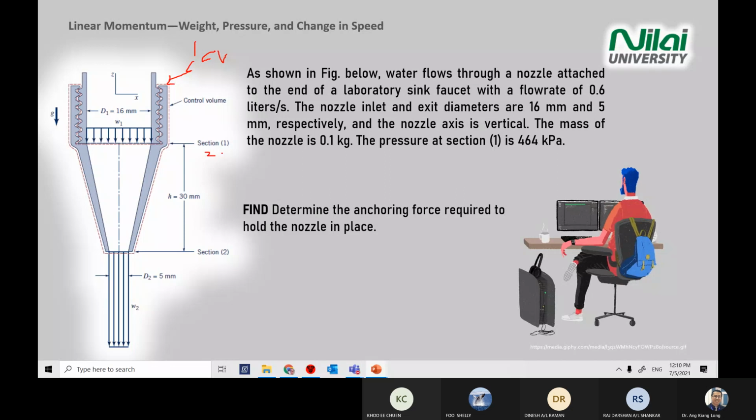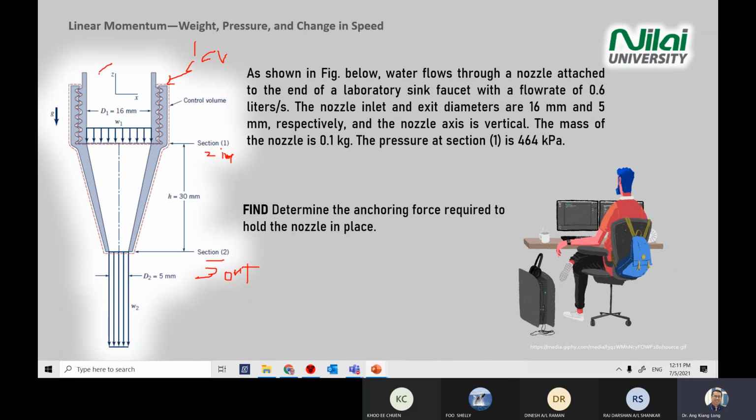Second, label your input and output. Sorry for my writing. Normally you can label them as section 1 and section 2, or in or out, or you can put input or output. So step 1 is the control volume. Second step is to label your input and output. After that, you look for the reference.